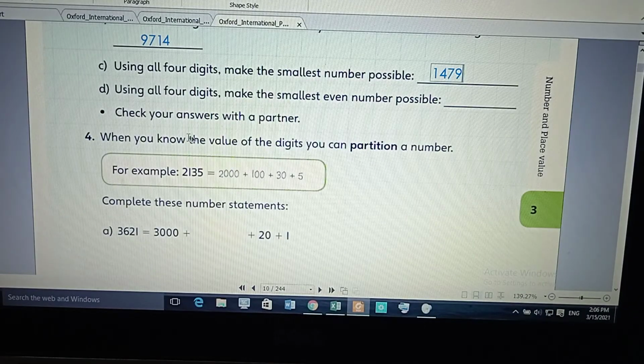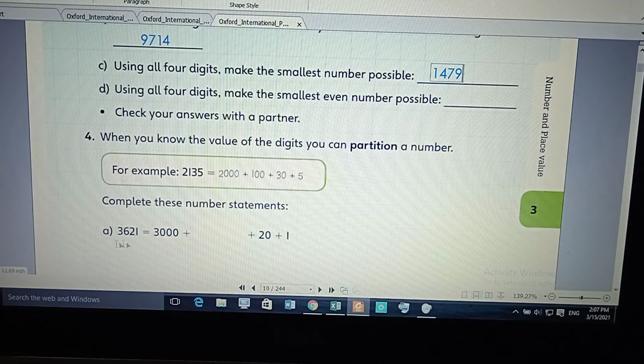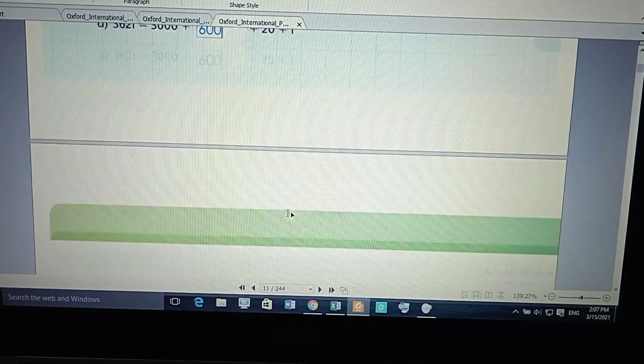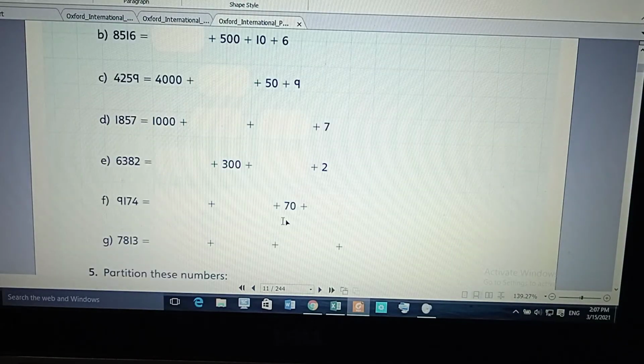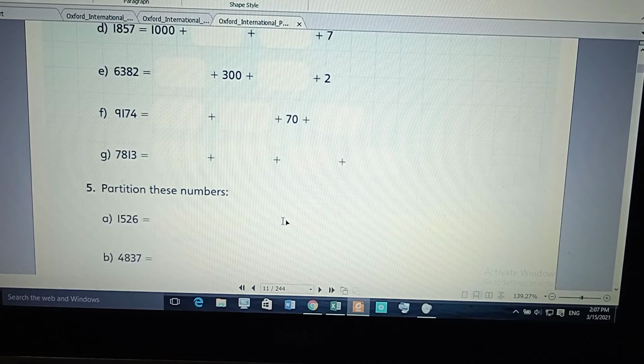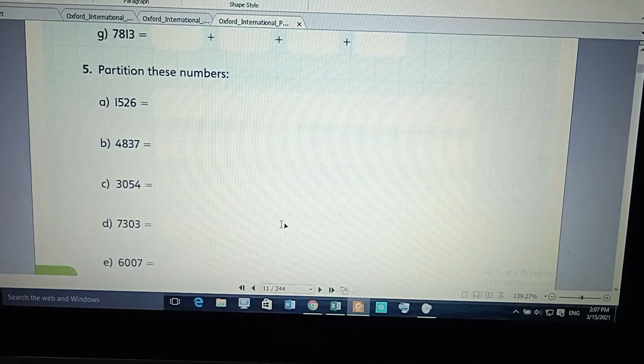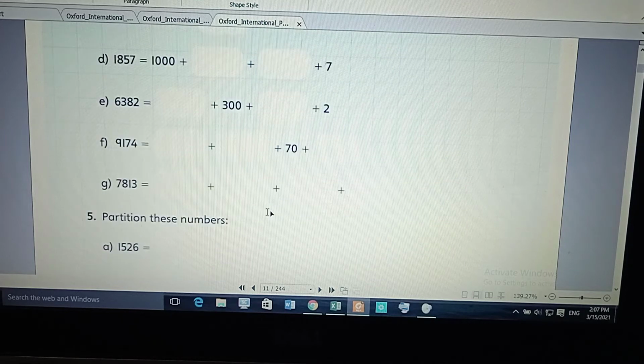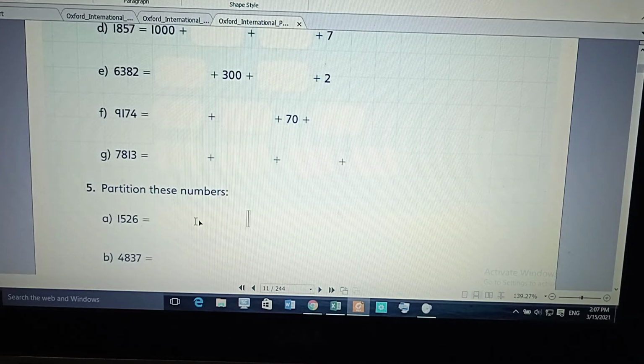Next, when you know the value of a digit, you can partition a number. Yes, you can partition. It is 2000 and 135. Now we will write it in partition. 3000 is written, and you will write the next, 621. Now these are your exercise, do it by taking a screenshot on your mobile. Now solve it.